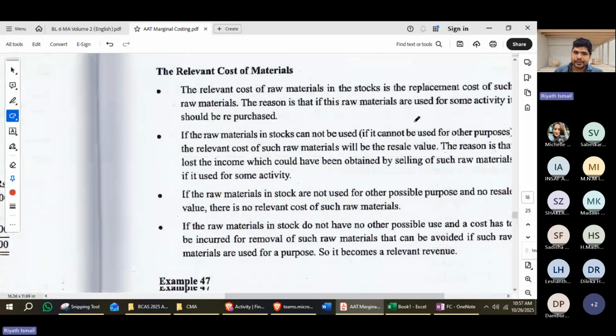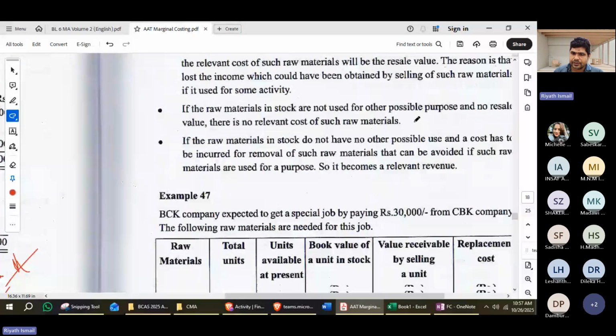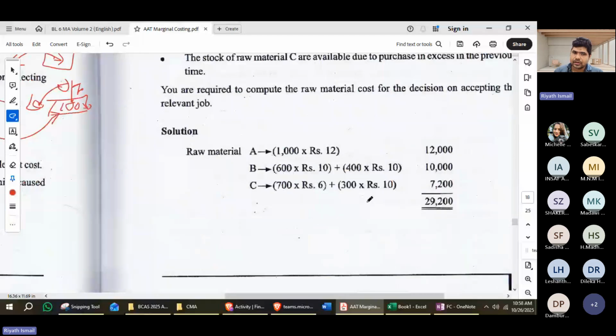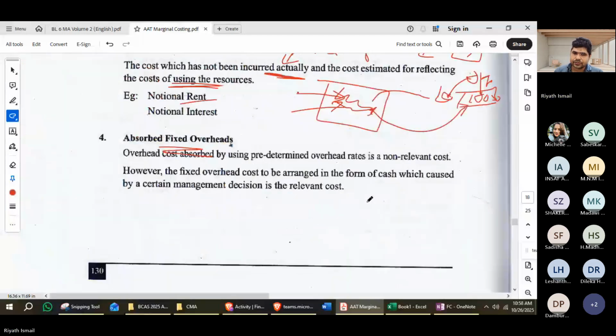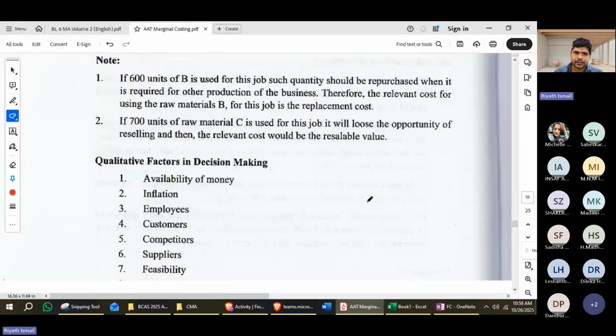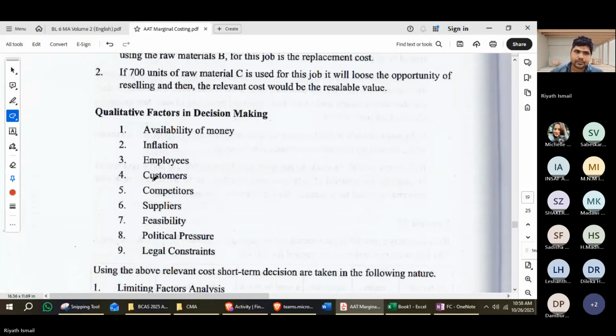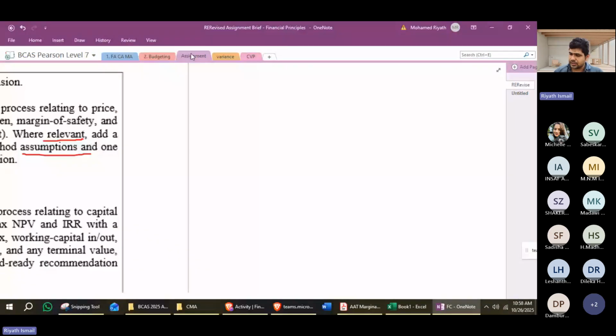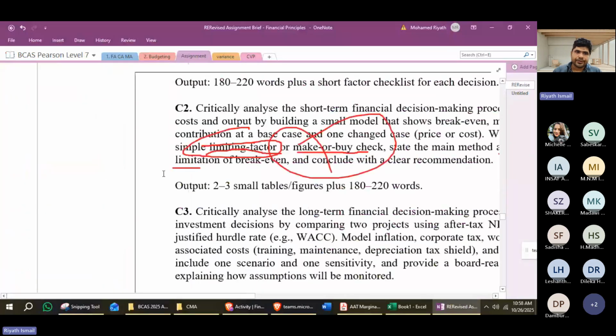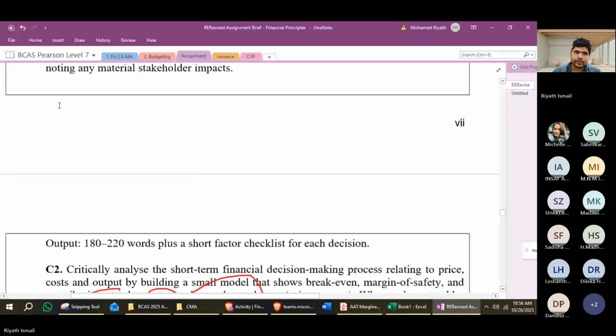So here there are some examples to understand what is relevant cost and irrelevant cost, but we will focus on the most important areas for your study assessment, right? And qualitative factors in decision making. What are the factors you consider when you make a decision? When you go to your assignment, you can see we are working on C2. Look at C1.